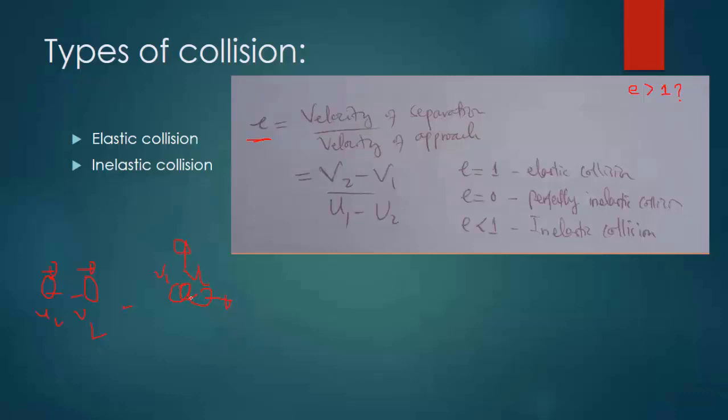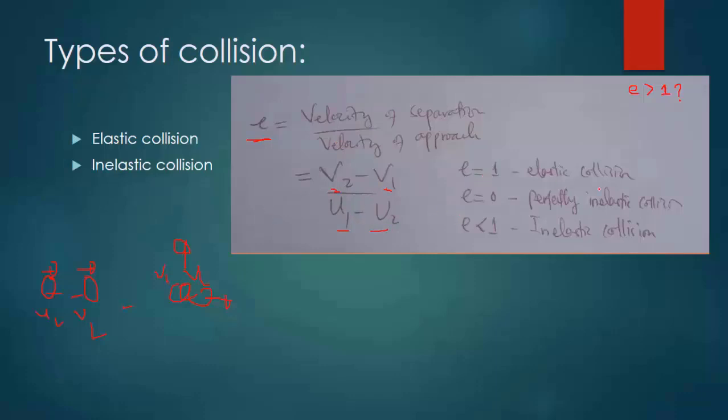That's why after collision is what we call velocity of separation, and before collision is what we call the velocity of approach. So usually it's V2 minus V1 if you have two bodies, V2 minus V1 divided by U2 minus U1. Notice that this is V2, this is V1, and this is U1, this is U2. So notice the difference. This is how we get the coefficient of restitution.